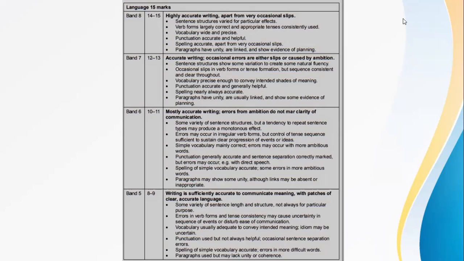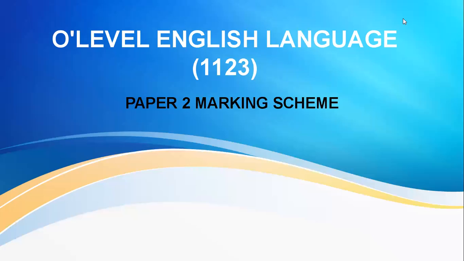So that is for your paper 1, for both the essays, your directed writing as well as your composition. Now we are focusing on the second part of the paper, which is paper 2 of your O levels English language paper. When you look at paper 2, there will be 2 sections. Section 1 is summary or reading for ideas, for which you will be awarded 25 marks, and section 2, reading for meaning, is again awarded 25 marks.